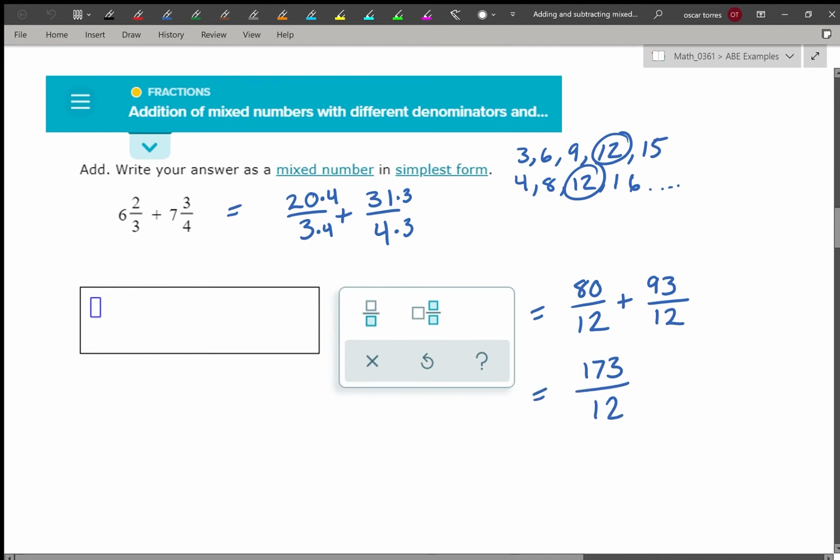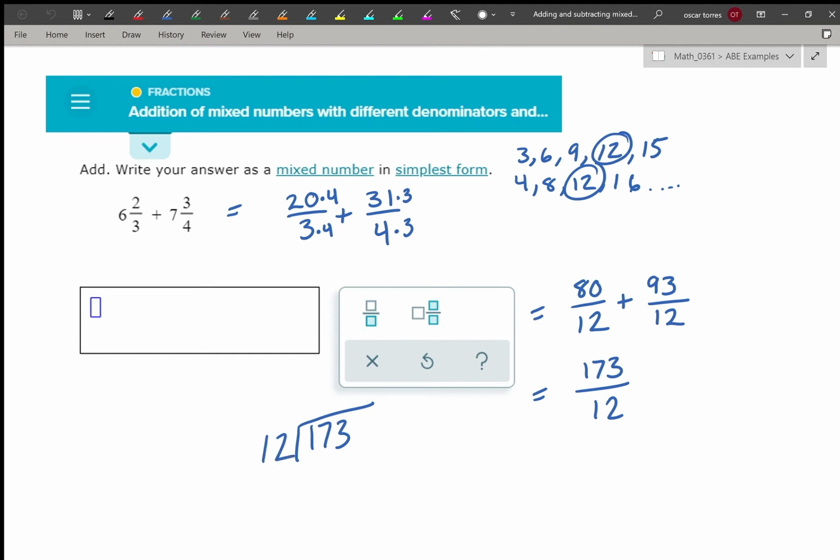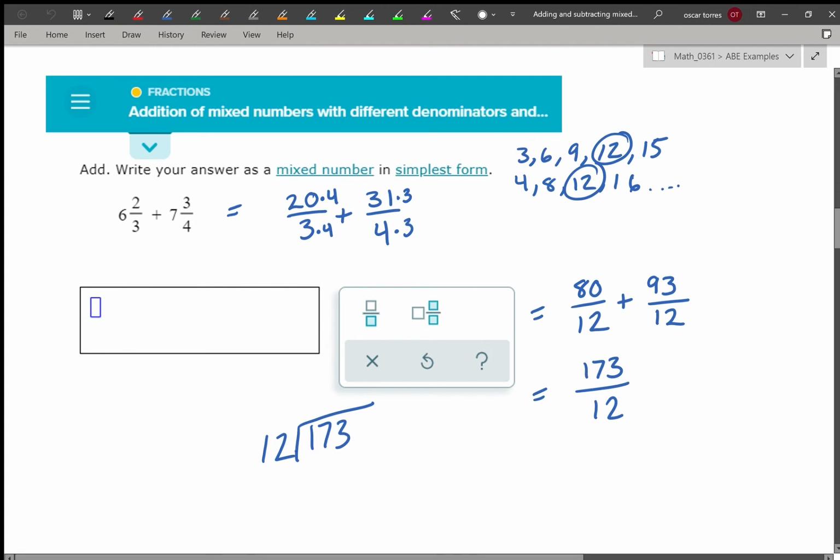If the problem was asking for an improper fraction, this would be my answer. The problem is it's asking us for a mixed number. The way to do that is by going ahead and doing the division. This fraction is the same as saying 173 divided by 12. In this case, because the 173 is somewhat of a big number, I'm going to divide these two values using long division.